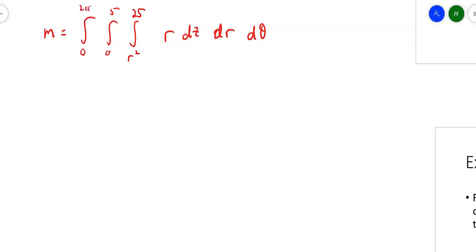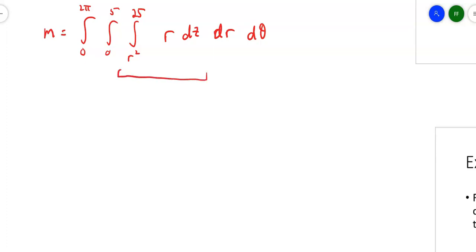All right, let's throw this in a quick formula for mass calculations. The mass will be the triple integral of r dz dr d theta, where my z's go from r squared to 25, my r's go from 0 to 5, that's the radius of the circle, and the thetas go from 0 to 2 pi. Good. Let's evaluate the first couple of these, right?